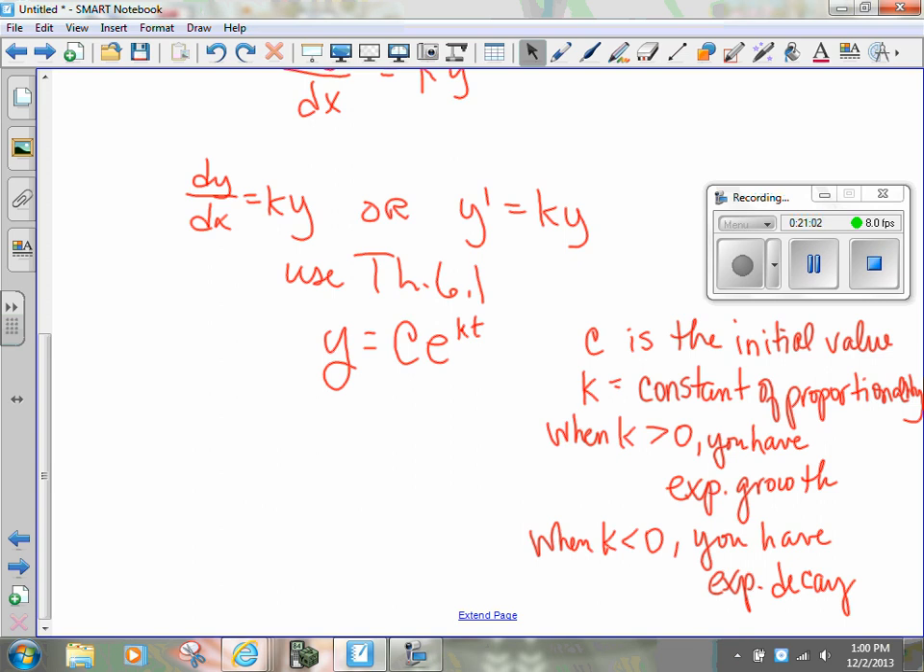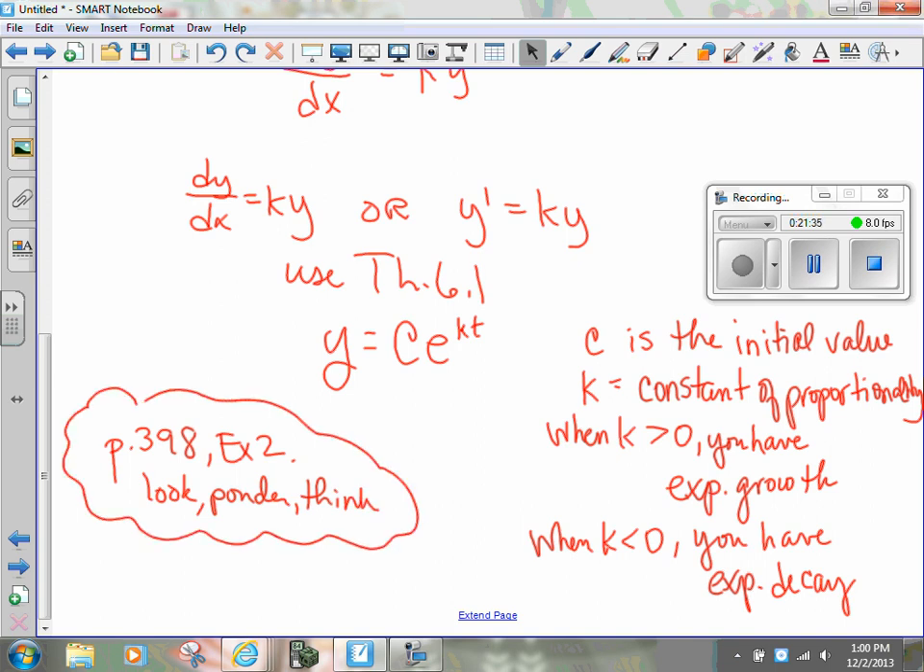Constant of proportionality, which was on your last FRQ, wasn't it? Remember you had to solve for k? So here it is again. You need to make a note on your paper that you need to look at page 398, example 2. Look, ponder, think, etc. I want you to look at that problem when you get a chance, because I know how you enjoy reading about math.